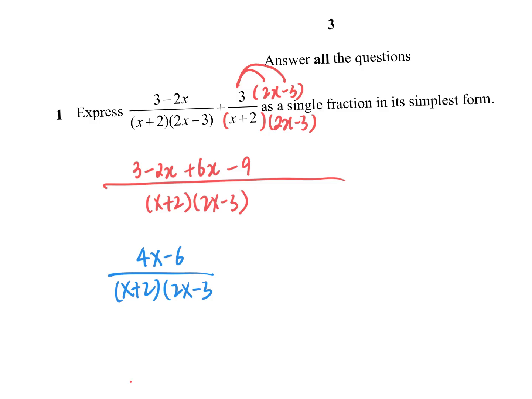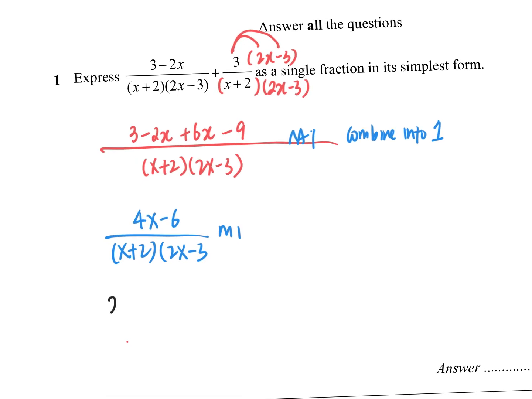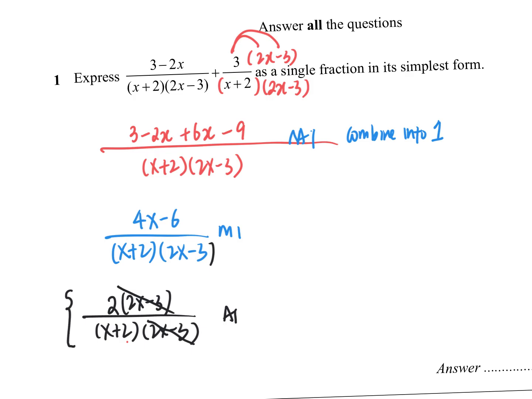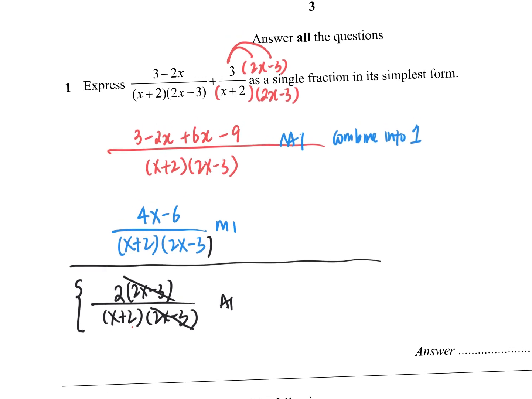Once you get this, this is your second mark. You simplify correctly, you get your second mark. This one is combined into 1 fraction. Okay, last step is that actually if you take out common factor 2, you have something else that you can cancel. So if you cancel out the last one, you get the answer mark. So many of you miss out this one. You got up to this point, 2 marks. So the answer here should be this.